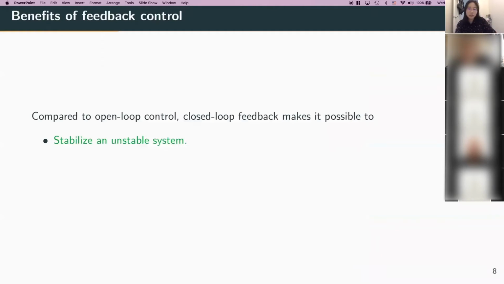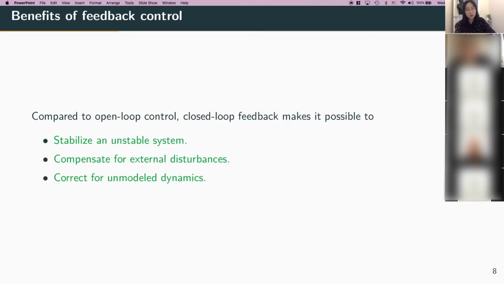So to summarize, the benefits of closed loop feedback control in comparison to using open loop is that it allows us to stabilize an unstable system, and it can compensate for external disturbances, and it can also correct for unmodeled dynamics.